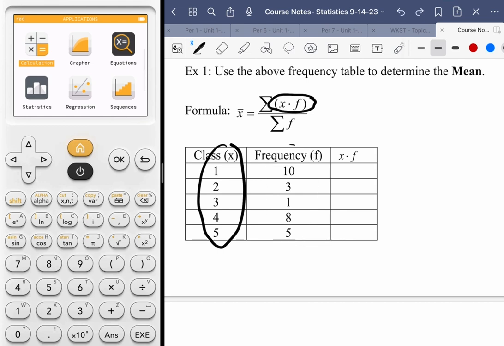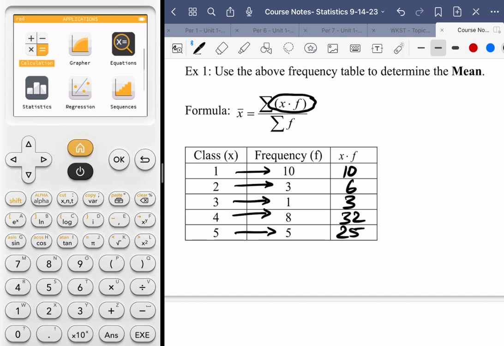So I'm going to multiply across in each case, and that's going to populate the x times f column. So I'm going to get 1 times 10 is 10, 2 times 3 is 6, 3 times 1 is 3, 4 times 8 is 32, 5 times 5 is 25. I'm going to add all these up. So 10 plus 6, 16, 19, 51, 76. And that gives the numerator.